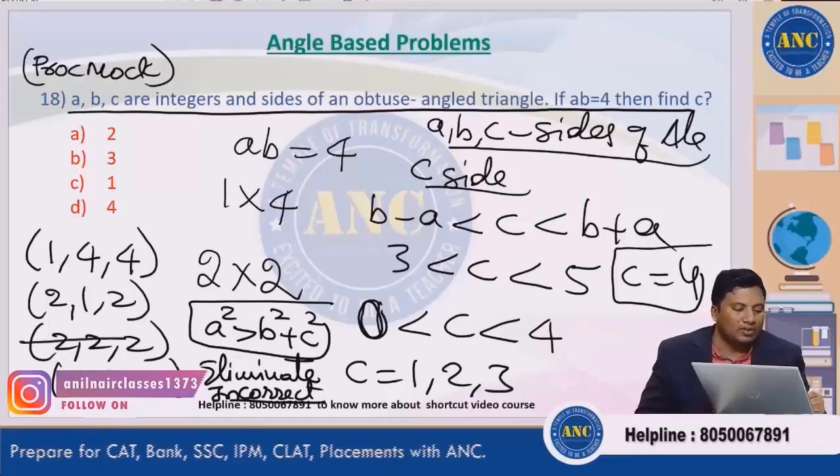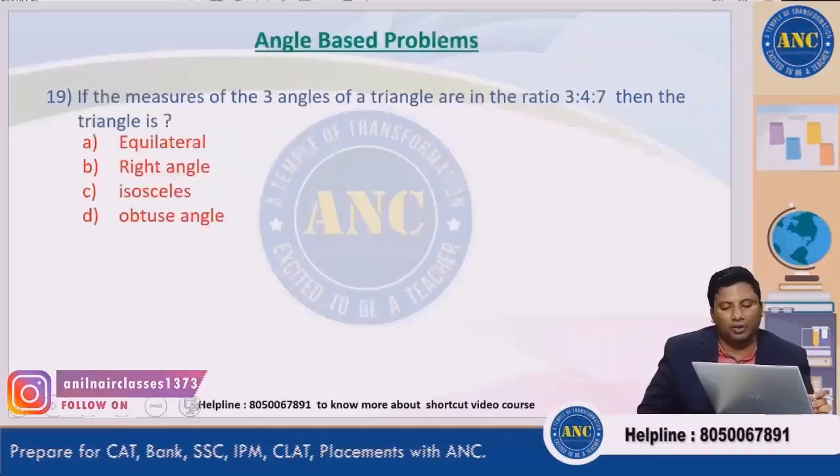2, 2, 2 is an equilateral triangle. 2, 2, 3 is an isosceles triangle. Are you all with me? Right? Just check it out by using the property. Anyway, these are eliminated. The other three, please check it out. I hope it is clear.